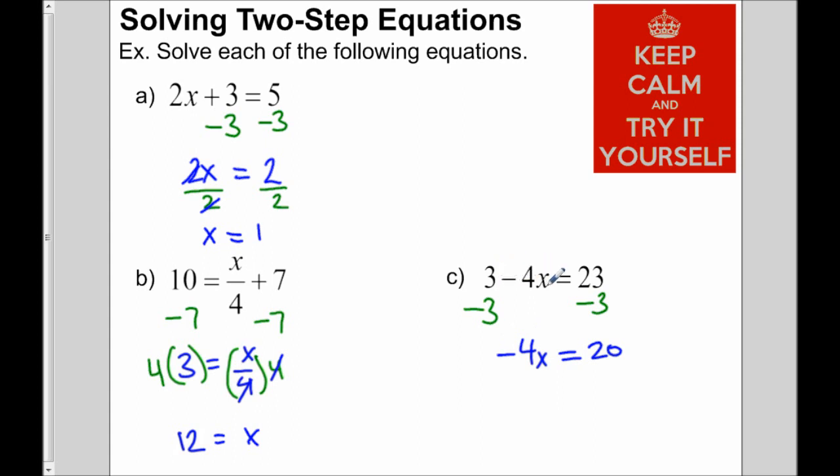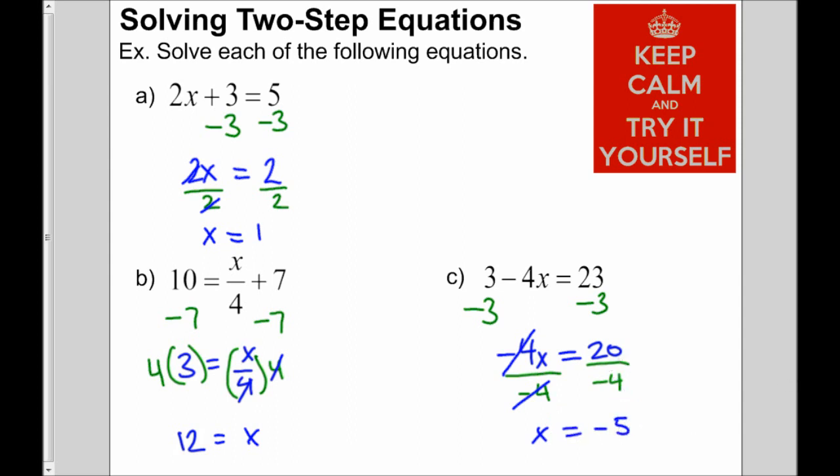It's very, very key. Now we're going to divide here because negative 4 is multiplying with the x. We're going to divide by negative 4. So the negative 4 and the negative 4 will divide out. So x is equal to negative 5.